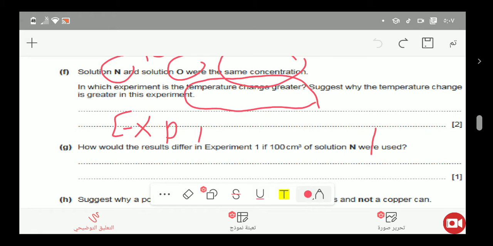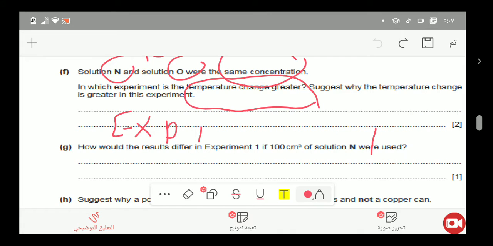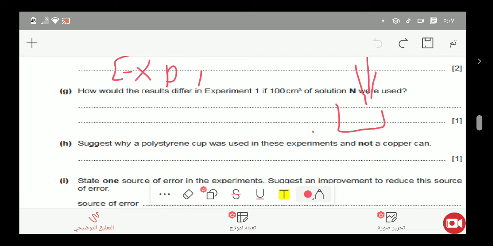The next question. How would the result differ in experiment 1 if 100 centimeter cubed of solution N were used? As we read, we use just 50 centimeter cubed here. During the titration process with the two alkalis we use 50 centimeter cubed, and also each 5 centimeter cubed of acid is added to the 50 centimeter cubed.